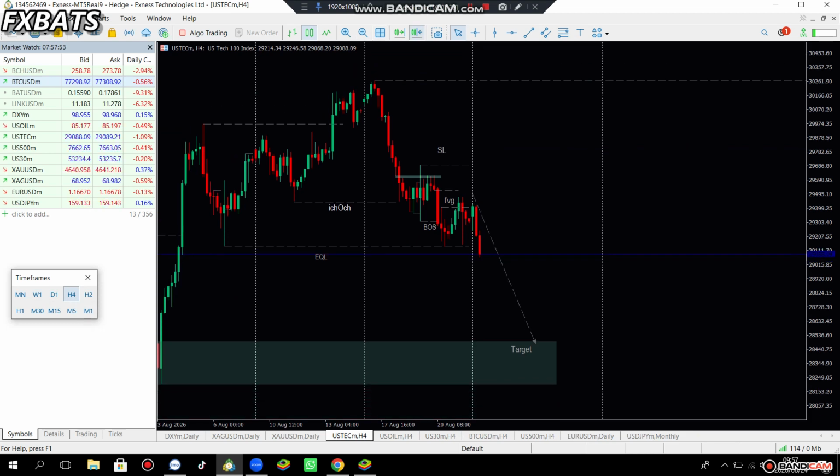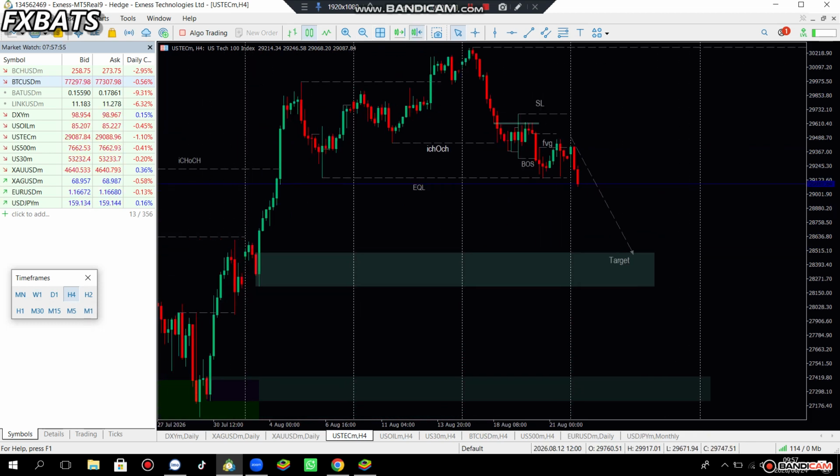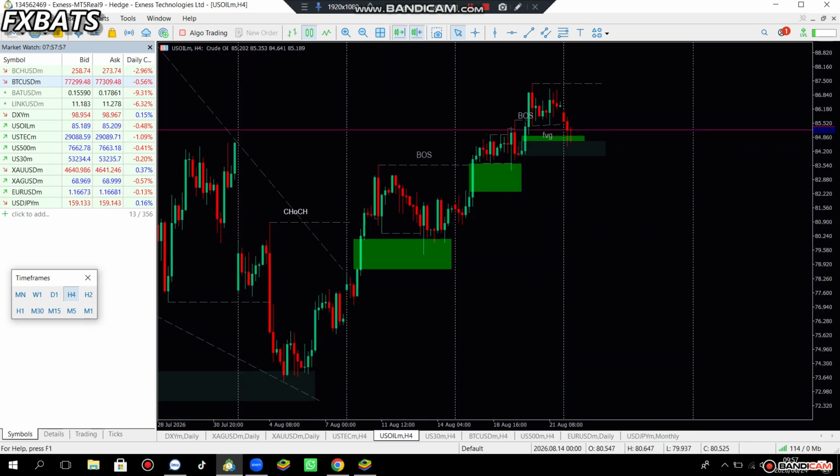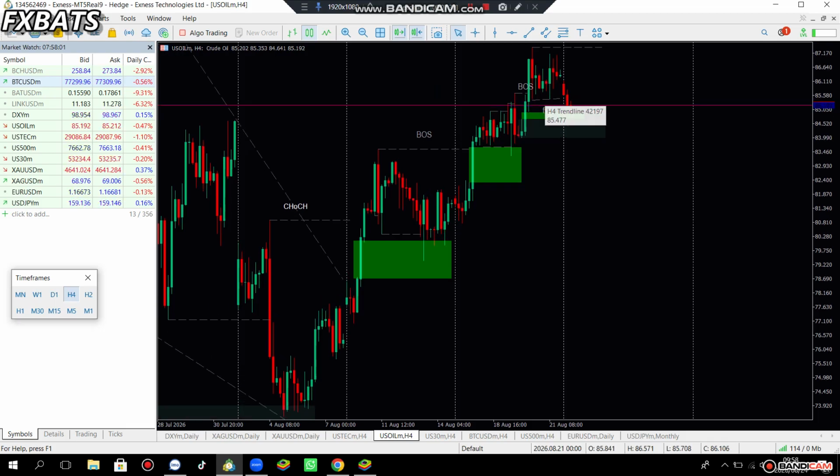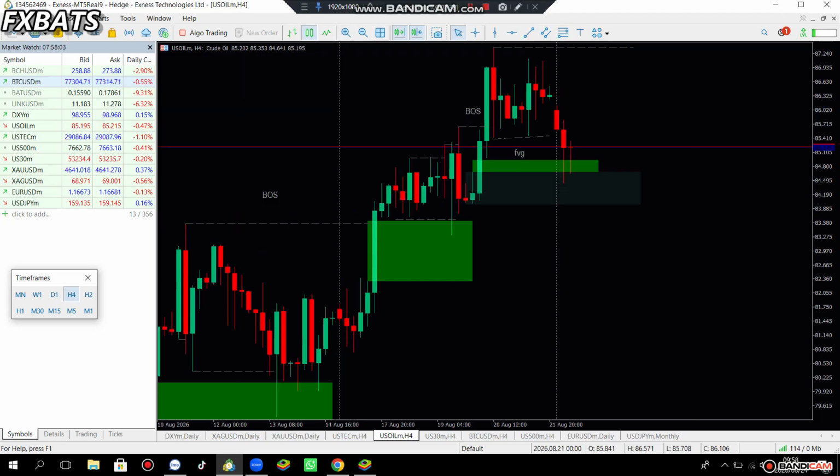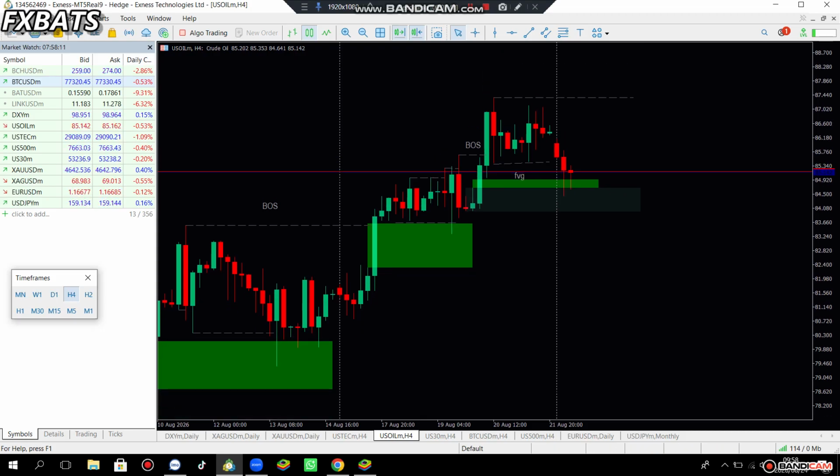This is what we have on H4. We're still on a complex pullback. We're still selling. US oil, I'm buying. I've been waiting for this area of liquidity to be taken out, then price to mitigate towards this area of fair value gap. This is a bullish fair value gap on H4. Then I'll be targeting this buy side liquidity, as you can see.